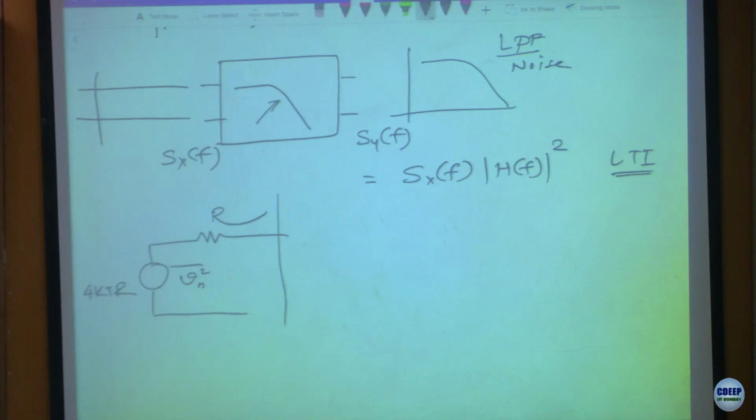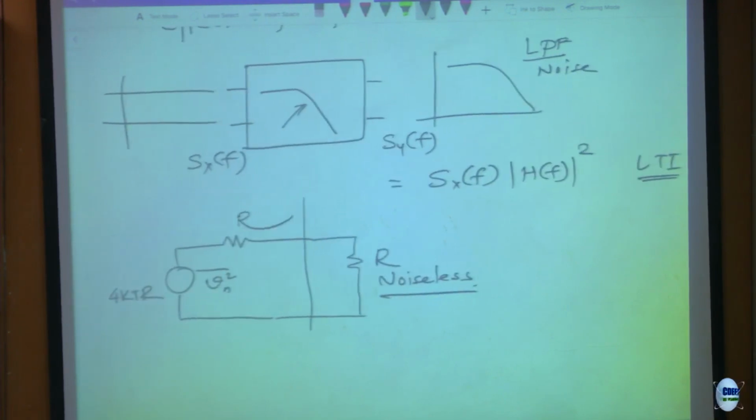Now, I will connect another resistor of equal value, because we all know to get maximum power out, you have to match. That's what we learned during the matching lessons. So we match it with another resistor so that we can get maximum noise power out of this resistor. In this particular case, the second resistor is a hypothetical noiseless resistor. Now I am going to get maximum power out of this noisy resistor. What is the available noise power? That's what is called available.